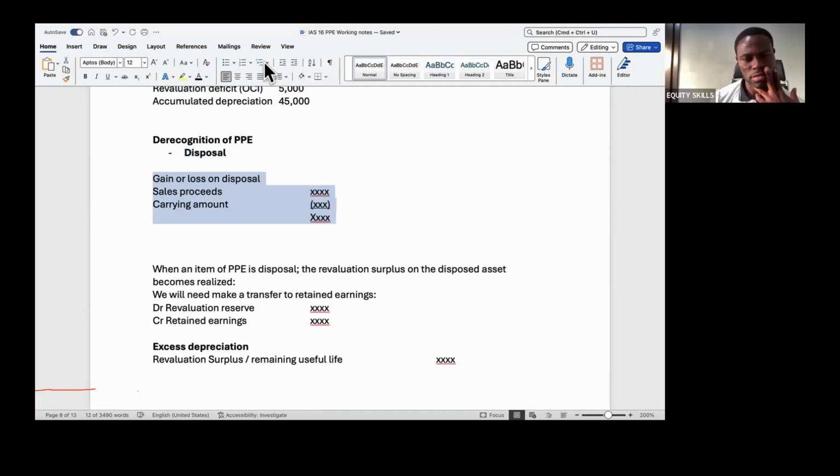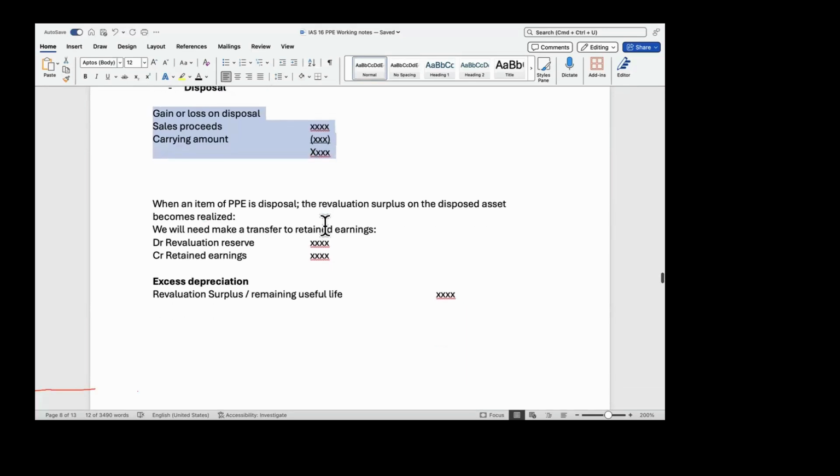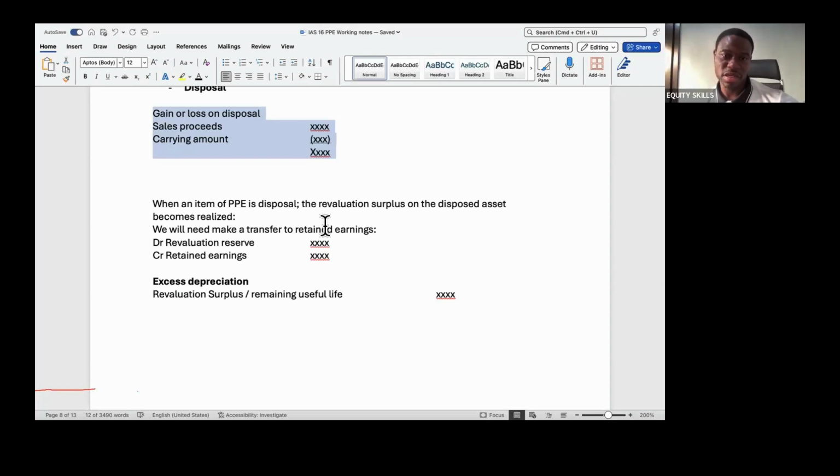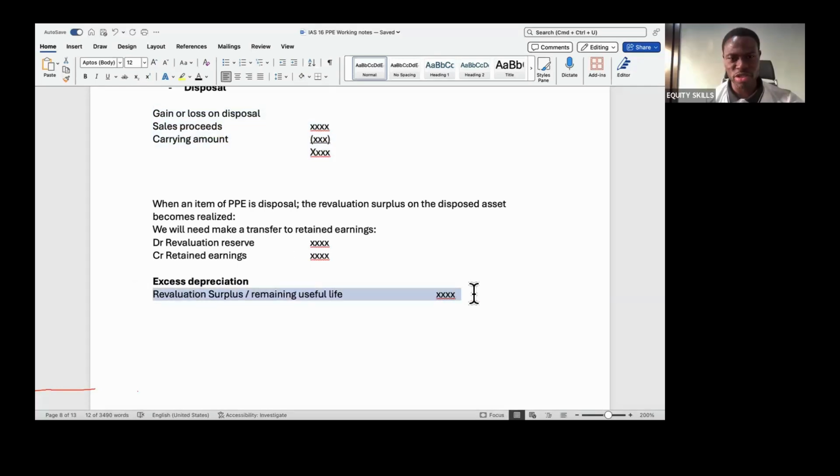Yes, please. Sorry, I want to take you back to that excess depreciation. So is it that you are trying to let us understand that instead of realizing all the revaluation surplus when the asset is sold, we should have been using excess depreciation to earn it little by little? Is that what you are telling us? Yes, please, that's what I'm telling you. Then how do we come about excess depreciation? It is the revaluation surplus divided by the remaining useful life.